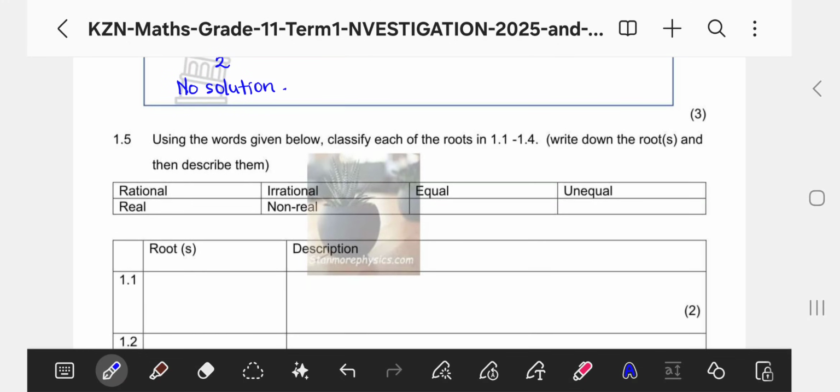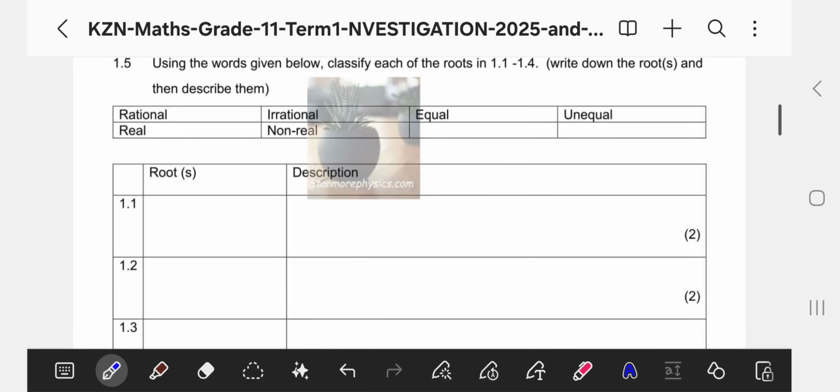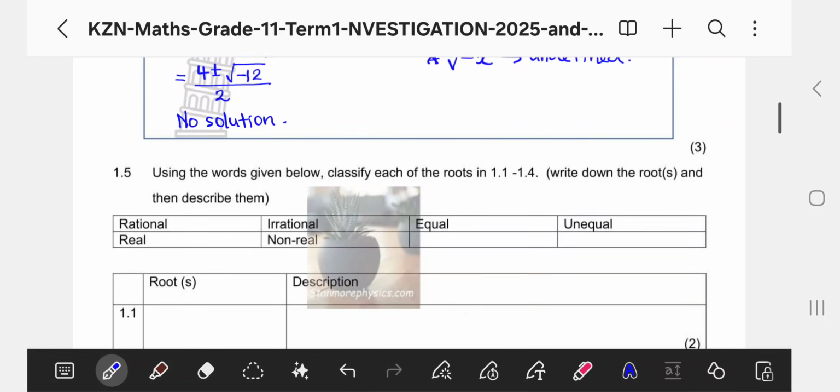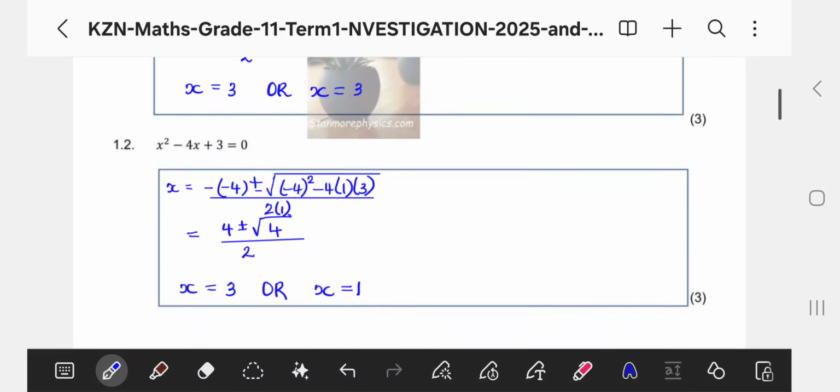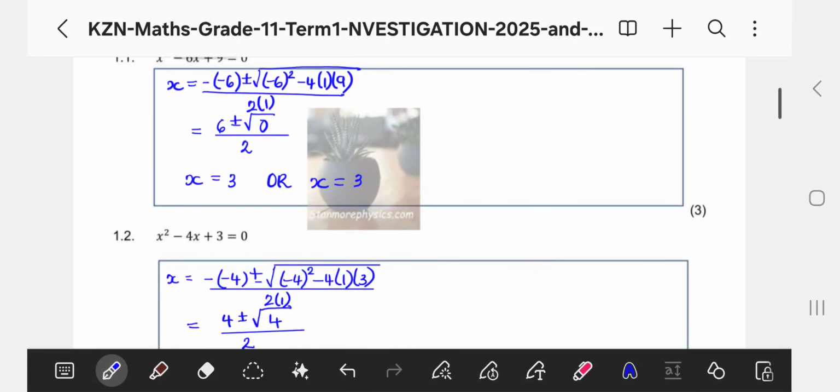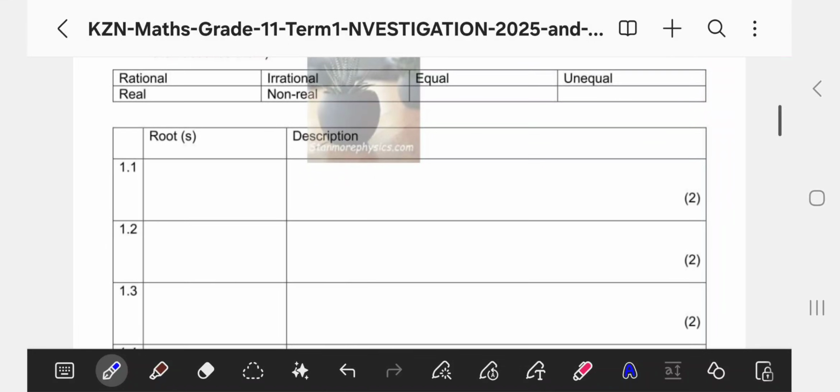Using the words given below, classify each of the roots from 1.1 to 1.4. So write down the roots and then describe them. So the words we are given are rational, irrational, equal, unequal, real, and non-real. So for 1.1, if we just scroll back up, the roots from 1.1 were x is equal to 3, x is equal to 3. Since it is the same value, there's no need to write it out twice.